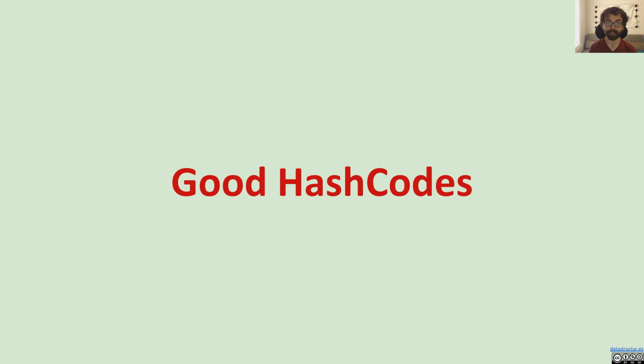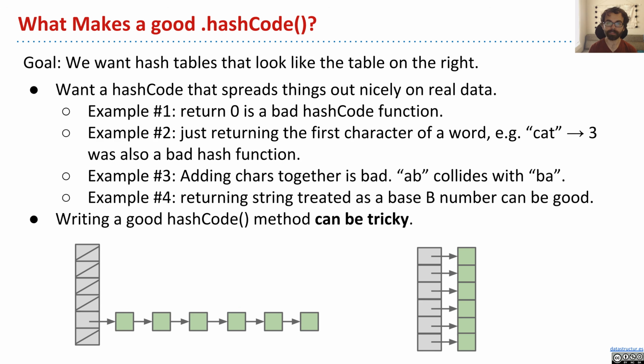This last topic is actually beyond the scope of our course, but I still want to talk about it. Okay? So ultimately, we want hash tables that look like this table on the right, where our items are nicely spread out. So we've seen a number of bad examples of hash functions. For example, if you just return 0, that would work, but then every item would end up in bucket 0.